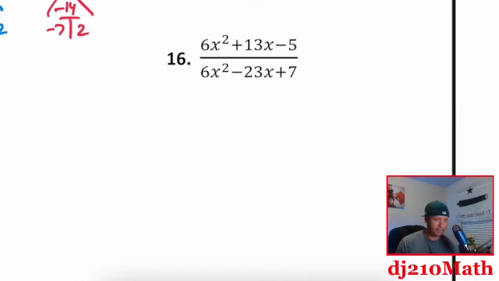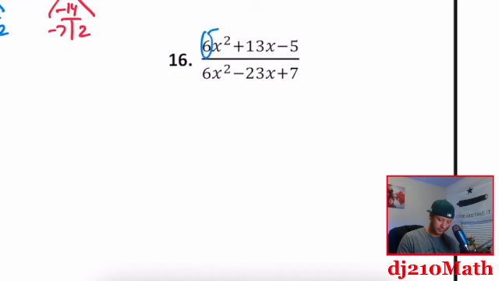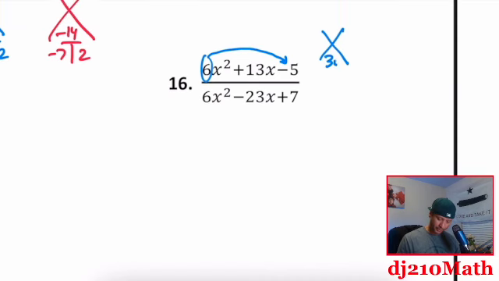16. Okay, this is going to be slide and divide because there's a 6 in the front. So move it over. So this is going to be 6 times 5 is 30. So two numbers that multiply to make negative 30 that add up to 13. 15 and 2.